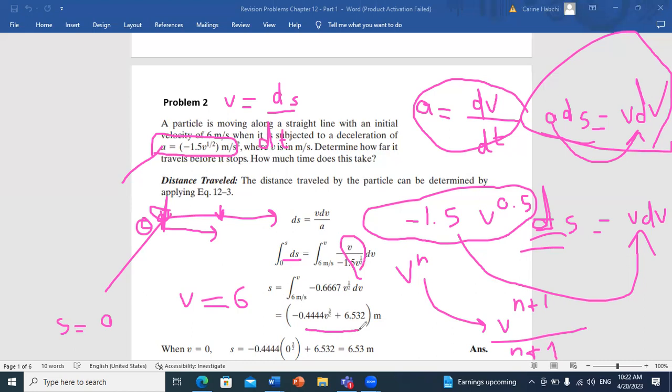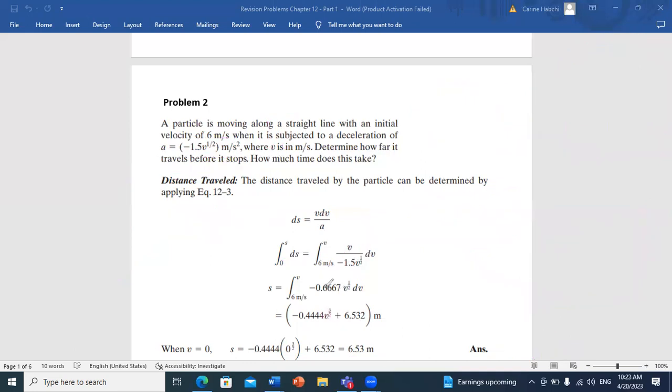Now, what you want to find is the distance before it stops. Because you are searching for s when the particle stops, the final condition is v final equals 0. So all we have to do is replace v by 0 at the final state to get the total distance traveled. Now, why didn't we do this from the beginning? Why didn't we directly integrate from 6 to 0? We can do this, but we have a continuation for the problem. We should also solve for how much time it takes.